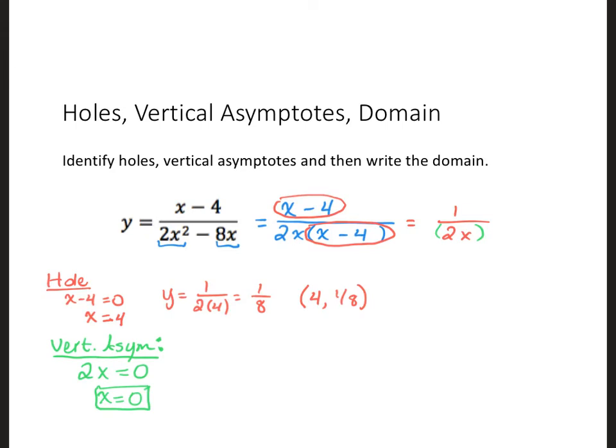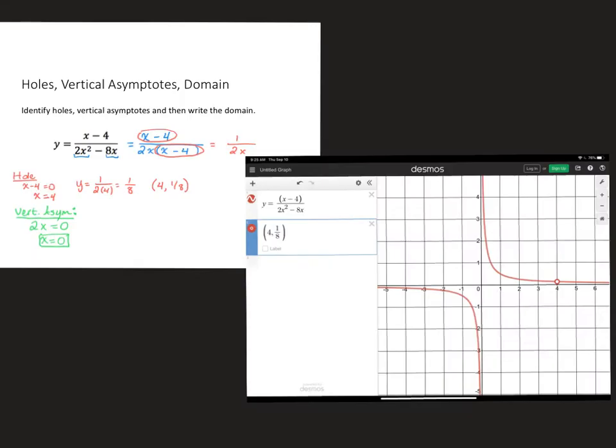Let's take a look at the graph of this function and see these features on the graph. Okay, so looking at our graph of this function, I graphed the original function. You could also graph it in factored form. And the only difference between factored form and the simplified form is that the simplified form would look the exact same.